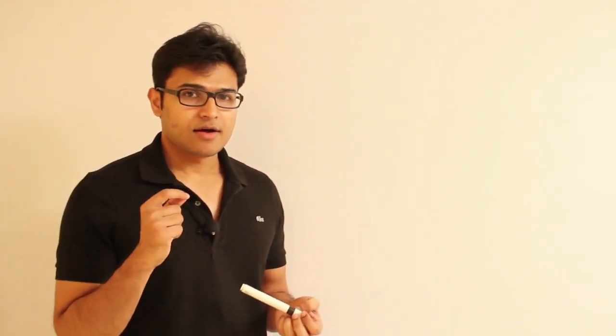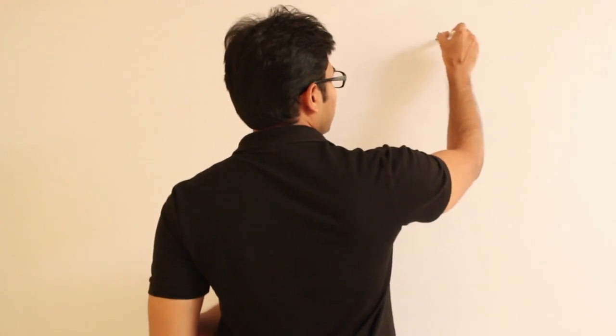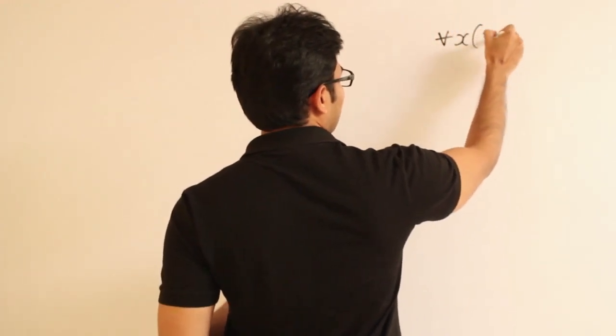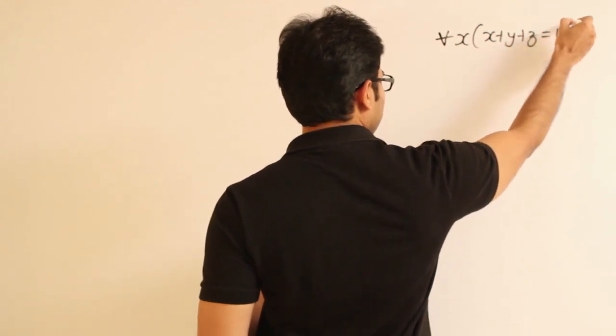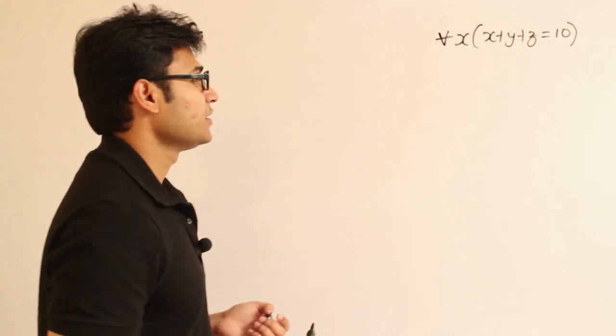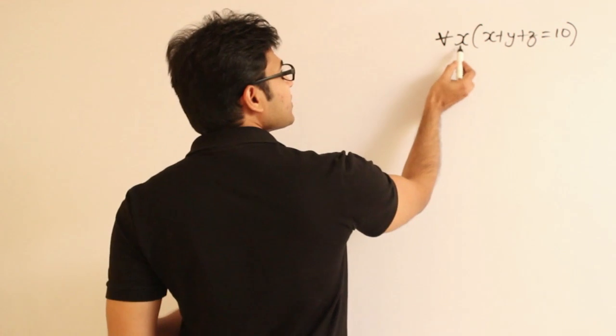Sometimes in order to answer a question, you should understand to which variables we have to apply the quantifiers, and then how to distribute the quantifiers over a compound statement. So what I mean to say is, sometimes a question will be given like this: for all x, x plus y plus z equal to 10, something like this.